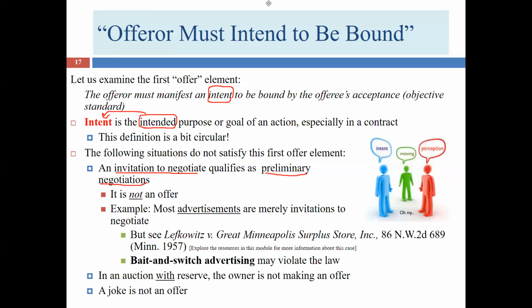In this category of invitations to negotiate are most advertisements. Most advertisements fall into this category. Usually they don't talk that much about price. Think about maybe when you've seen an advertisement for McDonald's. They put a lot of emphasis upon showing you the burger or having a wonderful experience at the McDonald's, but many times they don't actually tell you what the price is going to be.